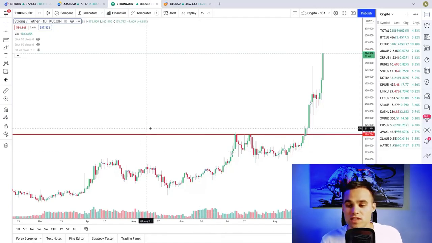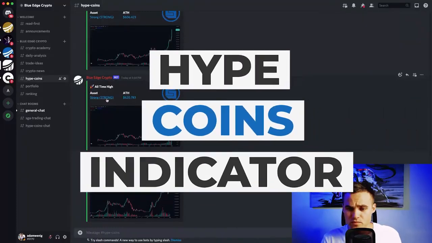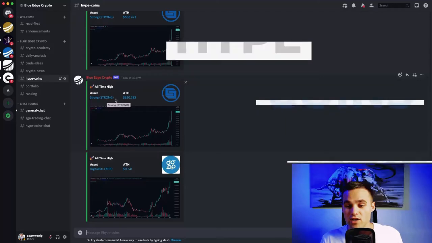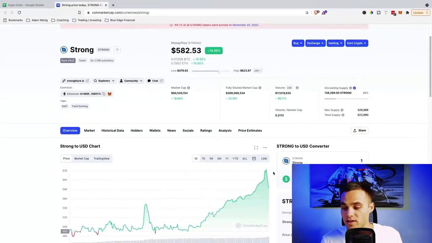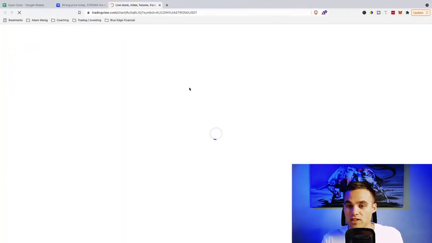Now, how do you do this? Well, it's kind of difficult. There are 11,000 different cryptocurrencies. So imagine tracking 11,000 different charts and finding out when an all-time high breaks. It's really, really difficult. So we built a really simple piece of code actually, which we call our hype coins indicator, which basically anytime a coin creates an all-time high, it sends you an alert right here. So you can just click on it here. You can see the price here and what it's done recently. The other cool thing about it is you can just click right here and it'll take you directly to TradingView.